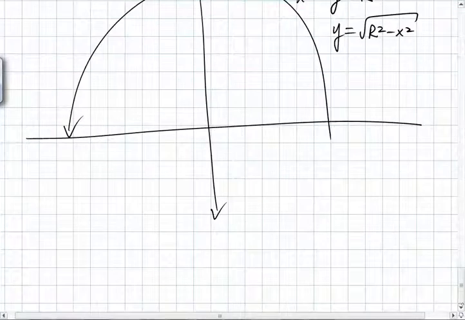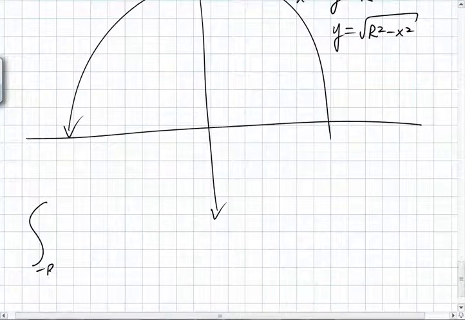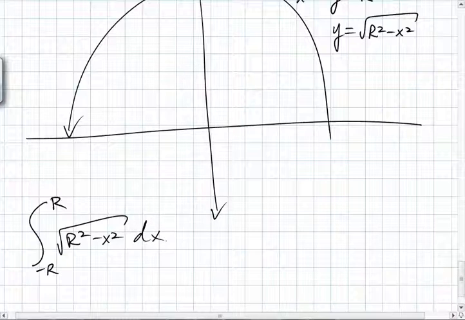So are we okay so far? Yes. So we're integrating from negative r to r of what? The square root of r squared minus x squared dx. Good luck with that. Times 2. Yes, it is times 2. Well, we know that's times some constant. Think about it. What should this come out to be? Pi r squared. There's no pi in there right now.